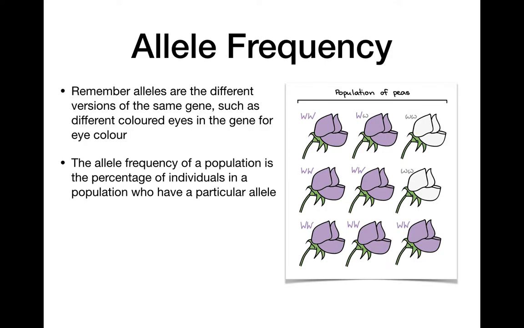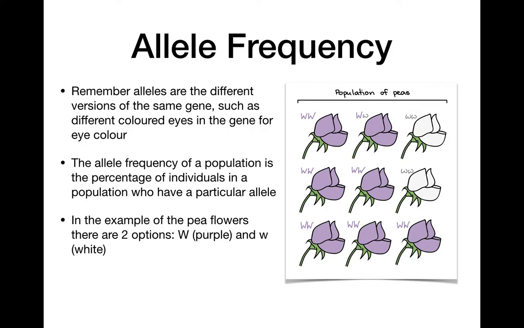The example we're going to do together is pea flowers. There are two options. White flowers are going to be the two little w's, and the big W makes purple. We're going to take a minute. I want you to calculate the frequency of each allele. What is the frequency of the big W allele, and what is the frequency of the little w allele?